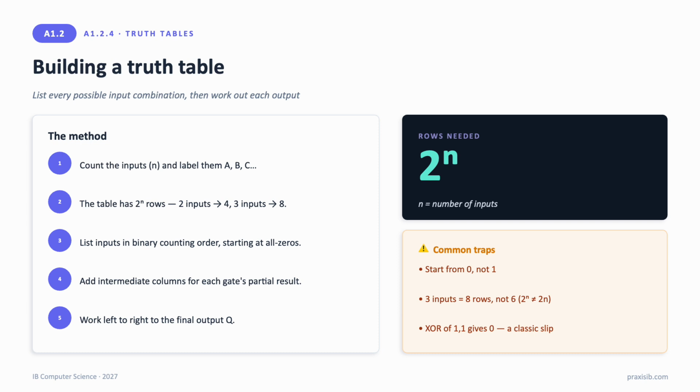Now, the most important exam tip on this slide. The number of rows is 2 to the power of n. It is not 2 times n. 3 inputs give 8 rows, not 6. If you get the row count wrong, every row after it is wrong too. So always start by writing 2 to the power of n and getting your rows right.